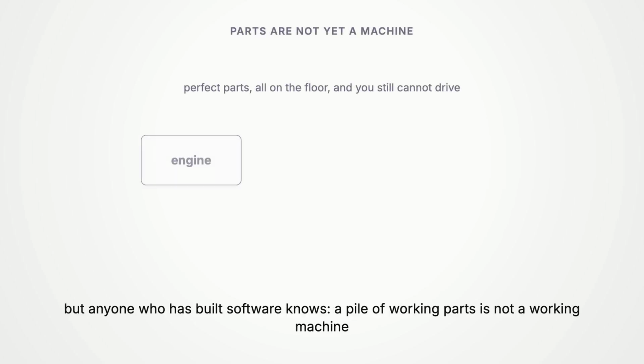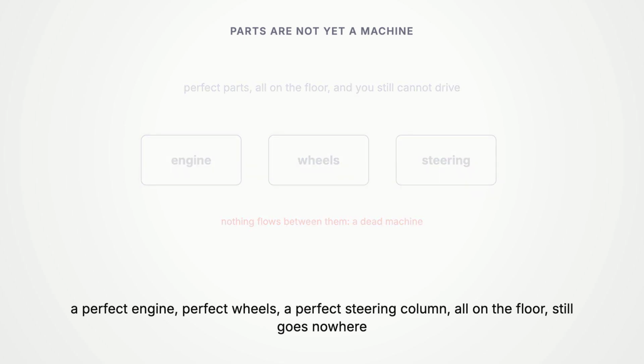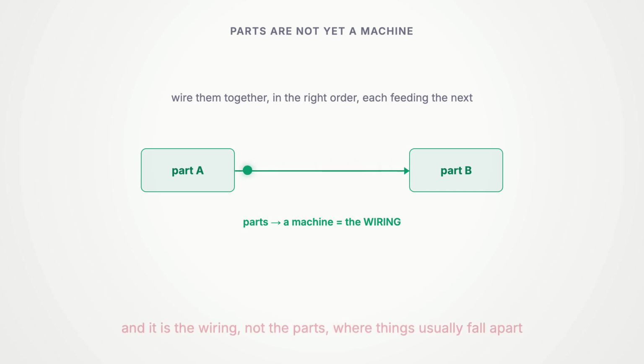But here is the catch, and anyone who has built software knows it in their bones. A pile of working parts is not a working machine. You can have a perfect engine, a perfect set of wheels, a perfect steering column, all lying on the floor, and you still cannot drive anywhere. The parts only become a car when they are wired together in the right order, each one feeding the next. And it is the wiring, not the parts, where things usually fall apart.